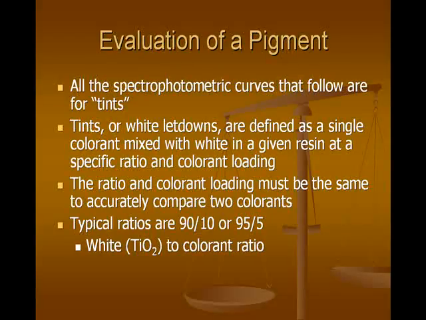Typical ratios are 90-10 or 95-5. Typically in our lab we use 90-10 for inorganic colorants and 95-5 for organic colorants. And that is the ratio of white. Almost always we use a TiO2 to colorant ratio. So when we say 90-10, we mean 90% white and 10% colorant. So there's a lot more white than colorant that's used.